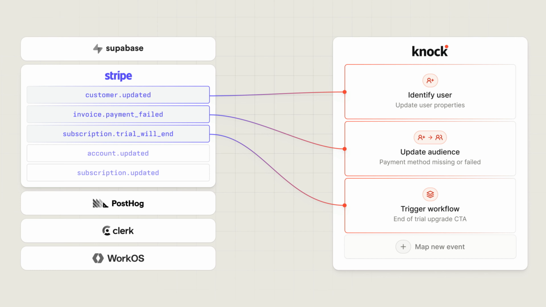Today we're releasing data sources. With data sources, you can connect any event from any service to any action in Knock in just a few minutes. Let's say we're a startup that gets paid using Stripe and we want to send emails to our customers when their trial is about to end. So let's see how we'd set that up using data sources.